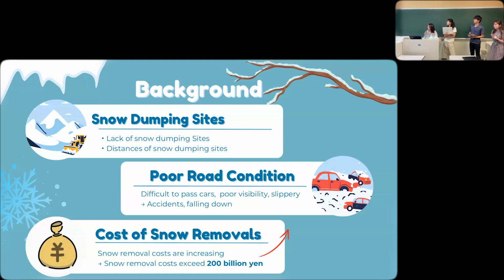Third problem is cost of snow removal. Snow removal costs are increasing every year. In recent years, snow dumping costs have exceeded 200 billion yen. It's pressuring finance in Hokkaido.